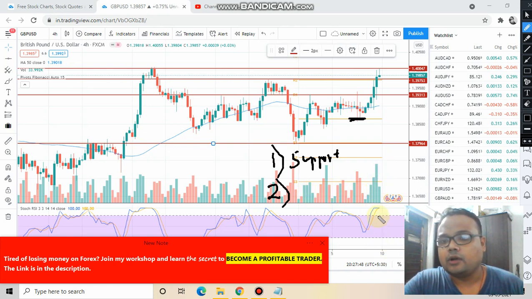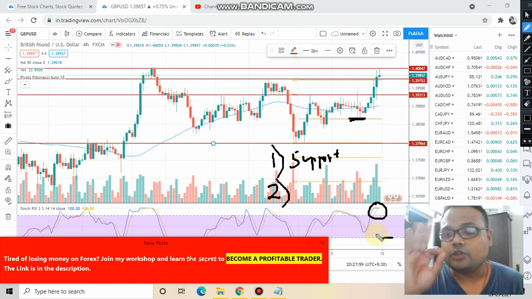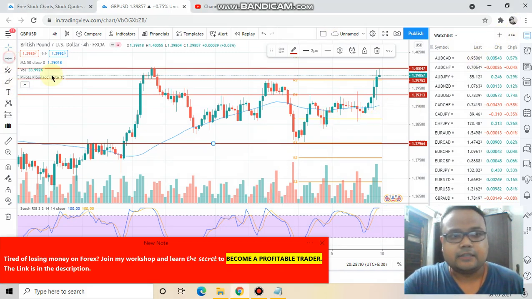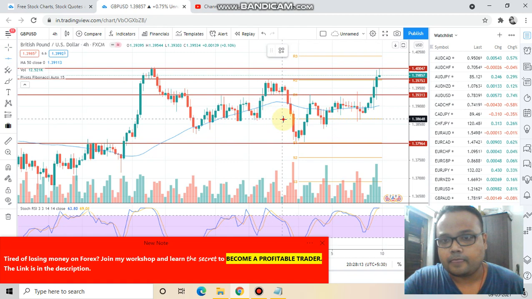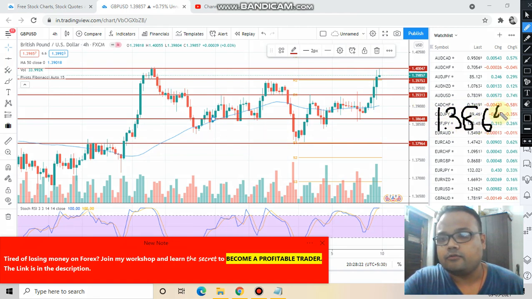Or at least wait for the stochastic RSI, which is in the overbought zone right now, to come down to the oversold zone. Okay, when stochastic RSI is in the oversold zone, then look at the position of the price. If you see that the market is taking support at this price level, then you can go for a buy order, and this price level is 1.3864. Okay, so the first buy level is this, and second is this.